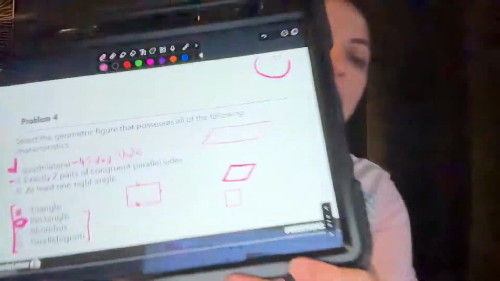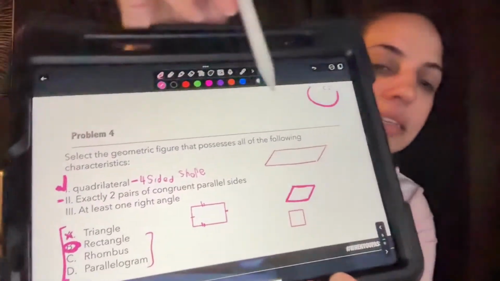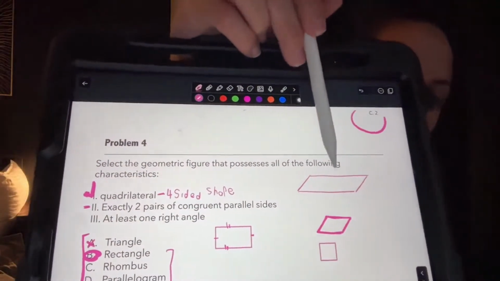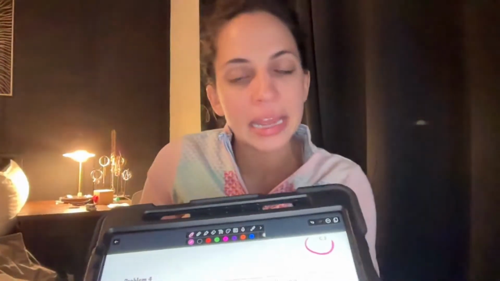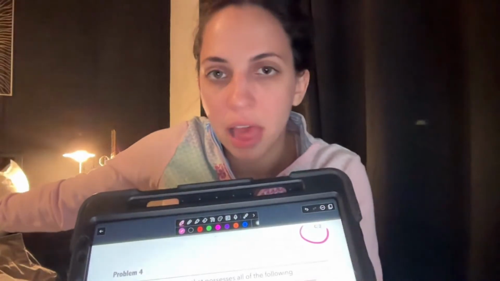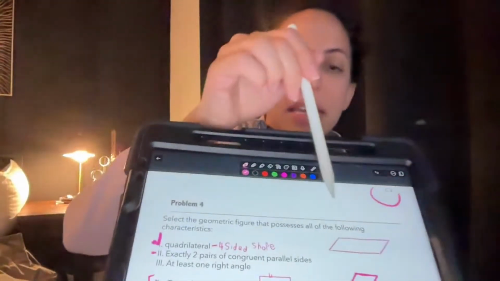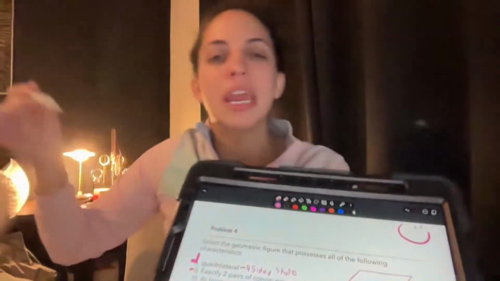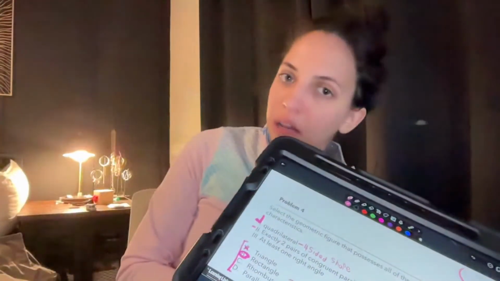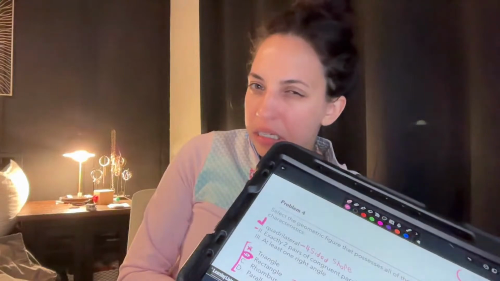And then a parallelogram, I like to think of the standard parallelogram as a pushed over rectangle, but really a rectangle, a rhombus, and a square are all parallelograms because by definition, a parallelogram has exactly two pairs of congruent parallel sides. That is the definition of a parallelogram. And so that's what this is. But then any shape that has that is also a parallelogram. Does that make sense? It's a lot to handle on a Wednesday night.